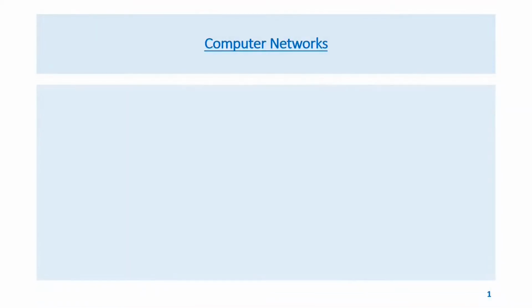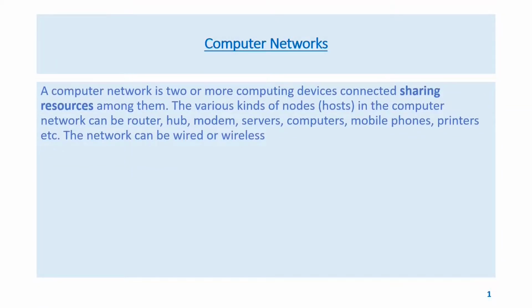Computer network. A computer network is two or more computing devices connected, sharing resources among them. The various kinds of nodes, alias hosts, in the computer network can be router, hub, modem, servers, computers, mobile phones, printers, etc. The network can be wired or wireless.